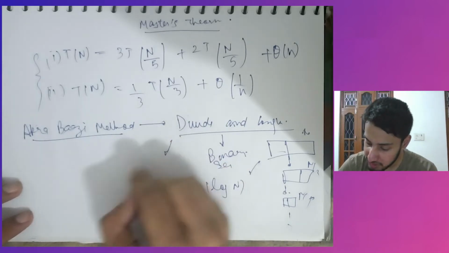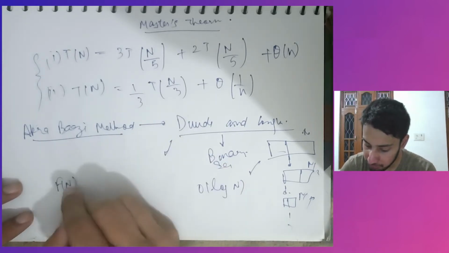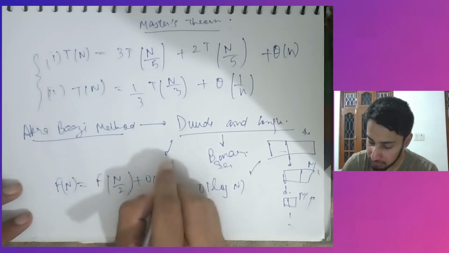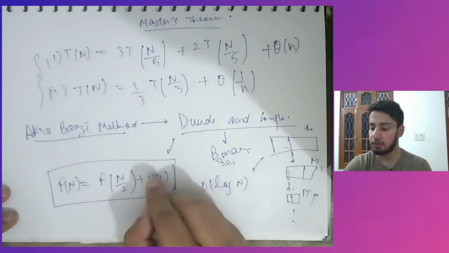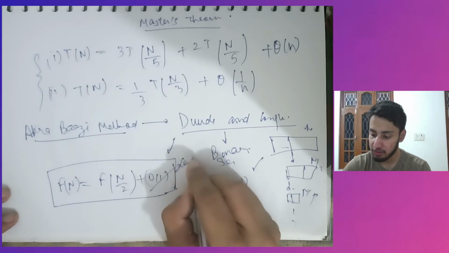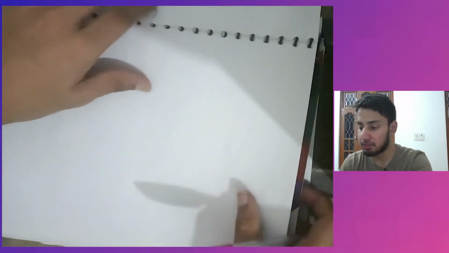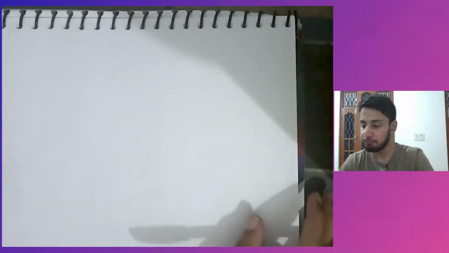Let's try to find it. Just remember this relation. What is the relation for this? f of n equals f of n by 2 plus constant space complexity. This is constant. Got it? Now understand this, important things are going to come here. Okay, now see what is going to happen.